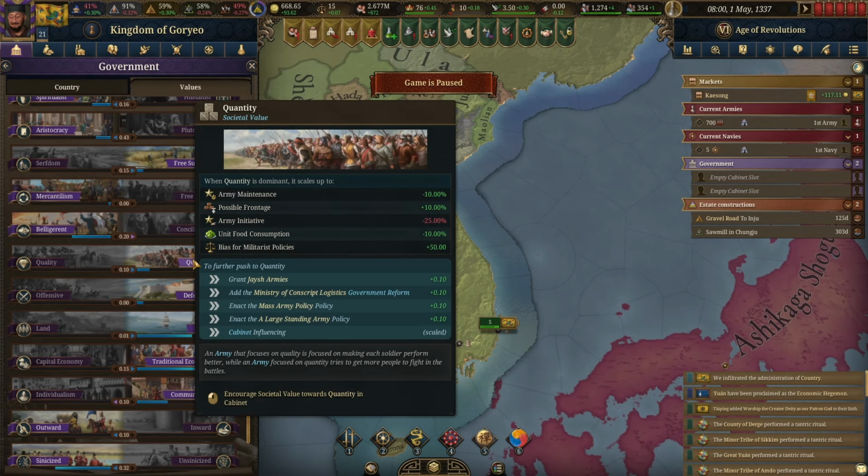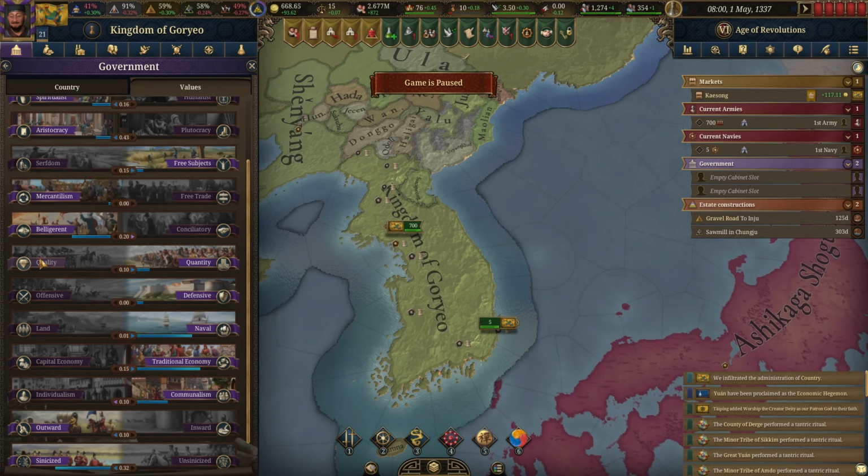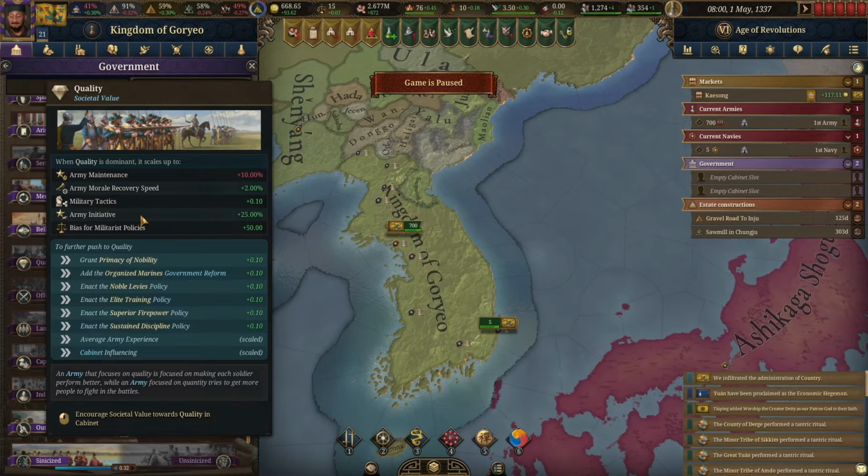Honestly, it's pretty close between quality and quantity, I think. Quality really does just give you lots of bonuses to make your army and your navies better through events, as well as these stats for your armies. And that one reform giving them an extra 5 discipline is definitely nice.